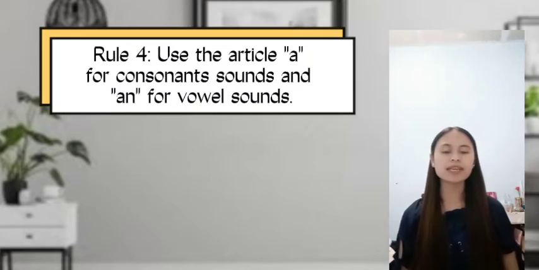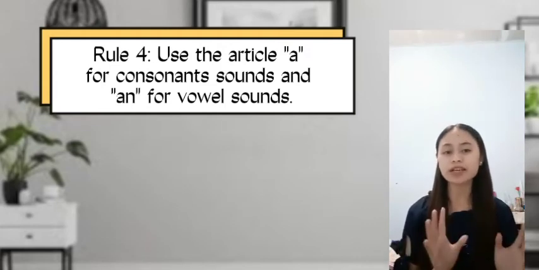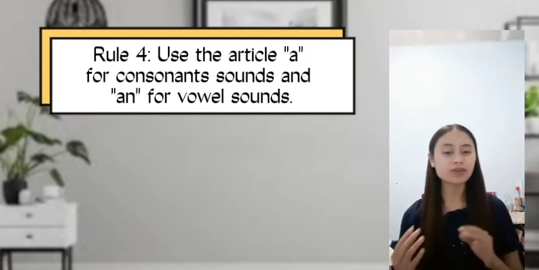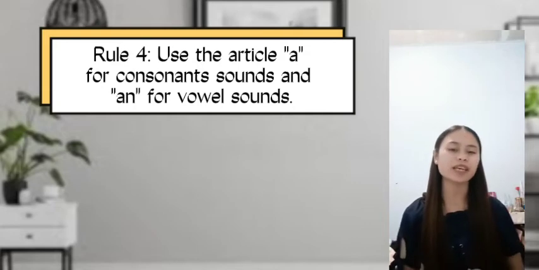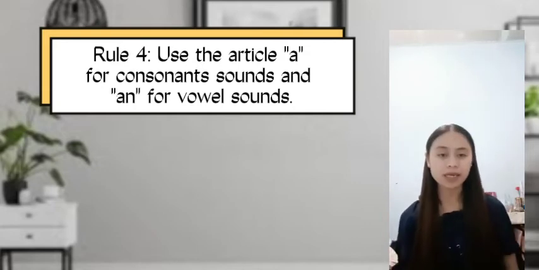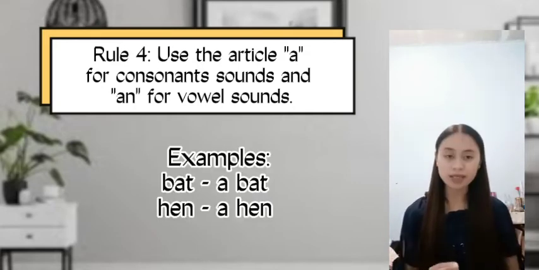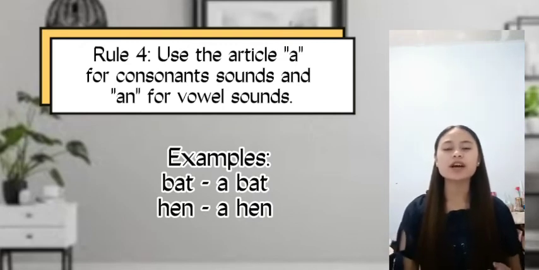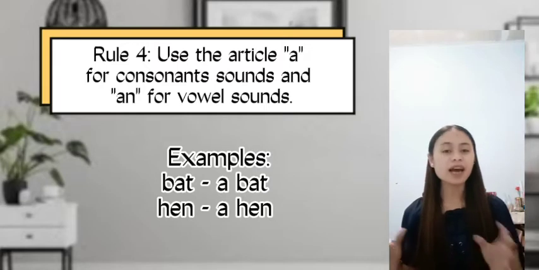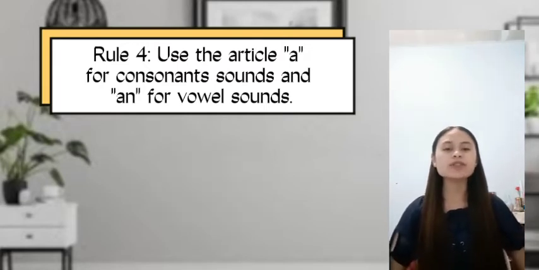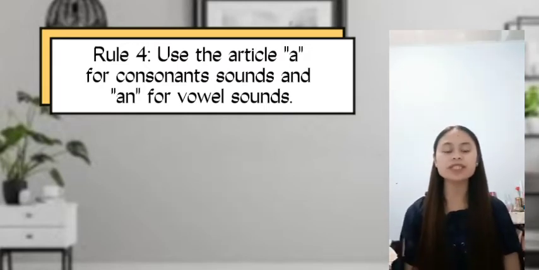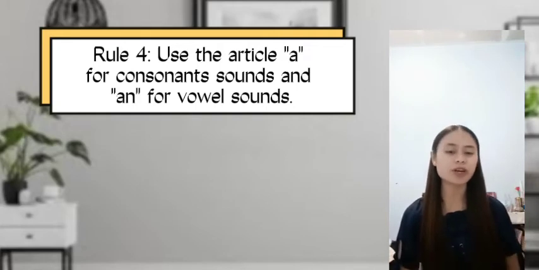Another rule is to use the article a for consonant sounds and an for vowel sounds. So use the article a for the words which sound consonant at the very beginning. For example, bat. So we could use a bat. Another example is hen. So we could also say a hen. And use the article an for the words which sound vowel at the very beginning. For example, apple.